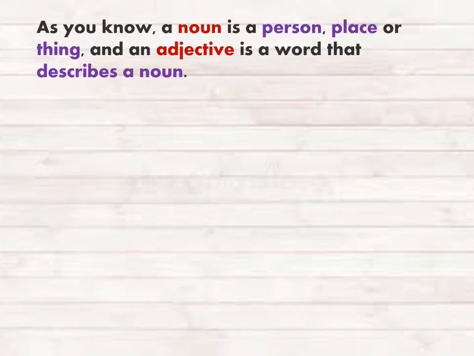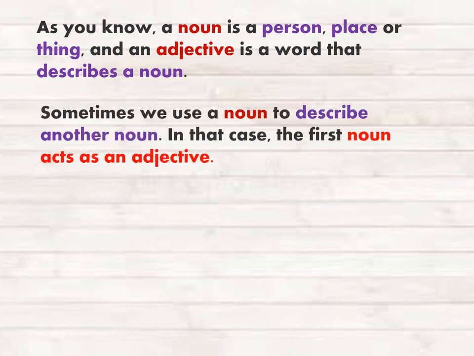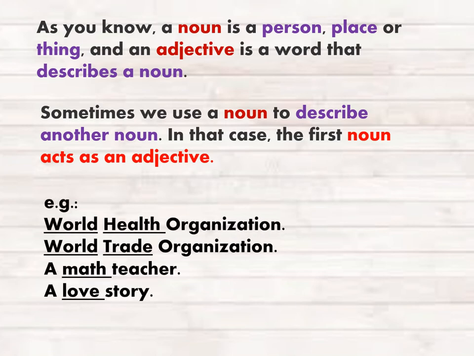As you know, a noun is a person or place or thing, and an adjective is a word that describes a noun. But sometimes we use a noun to describe another noun. In that case, the first noun acts as an adjective because, of course, it describes it. For example, World Health Organization, World Trade Organization, a math teacher, a love story, or the underlined words here are nouns, but they describe other nouns. So the underlined words here act as adjectives.